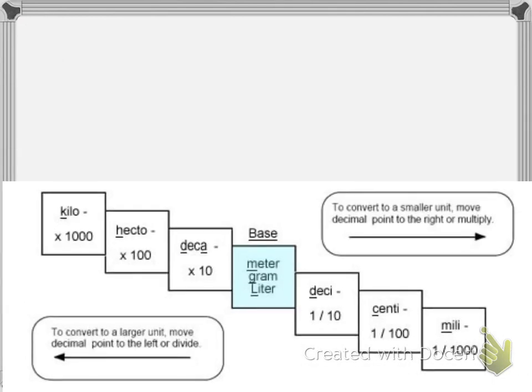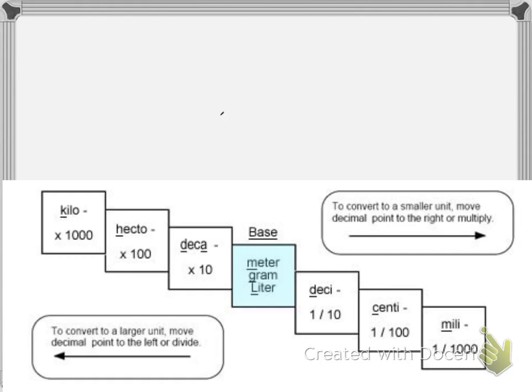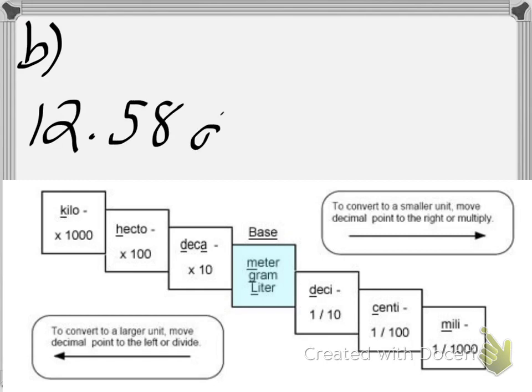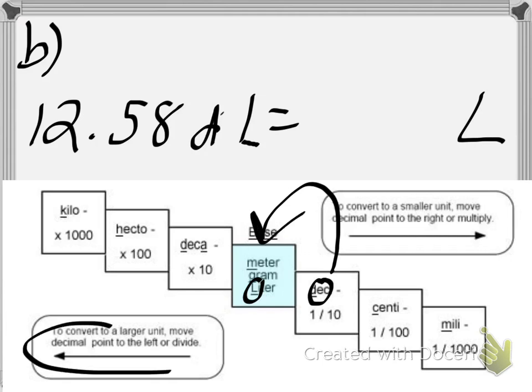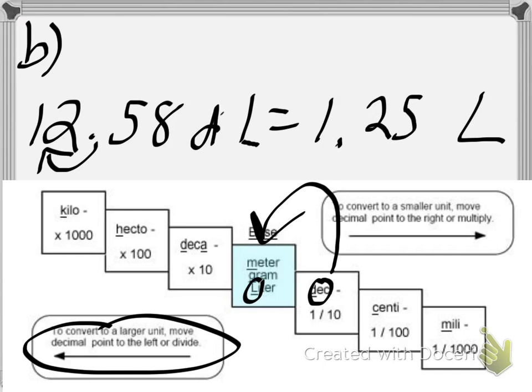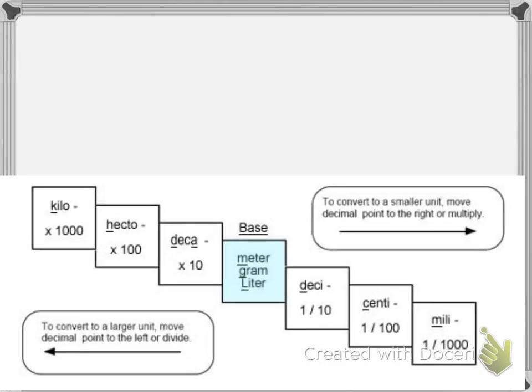Okay. Next, we can go ahead and look at B. B is 12.58 DL. So D is just going to be deciliters. The L, we're working with liters, and we want to go right to liters. So we're just going from deciliters to liters, one place this way, divide or move our decimal point one place. So 1.258.